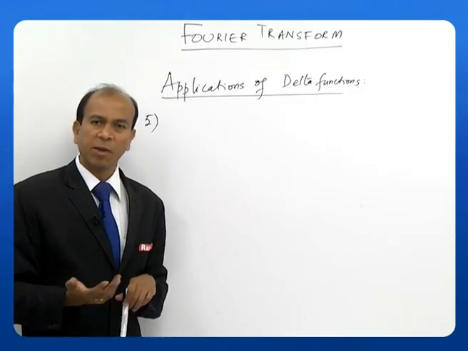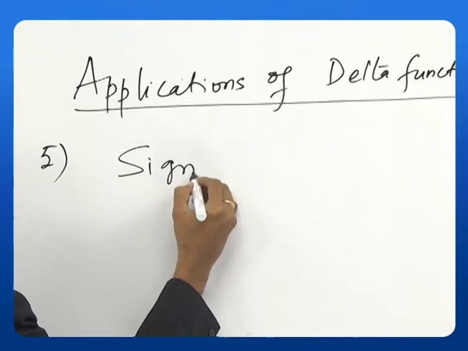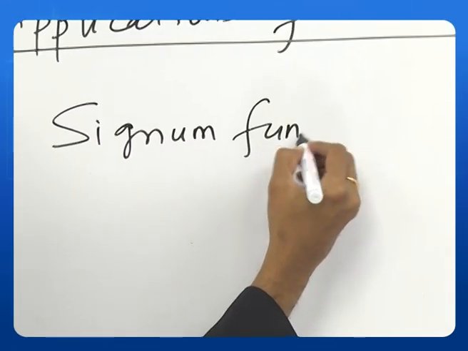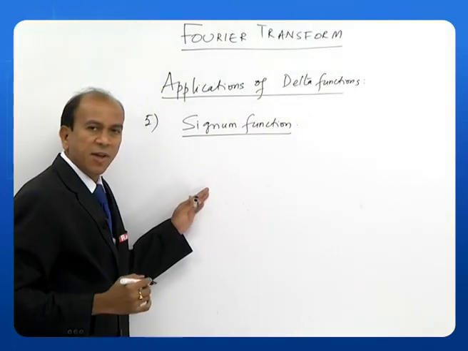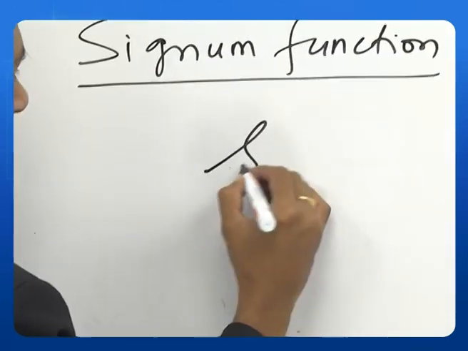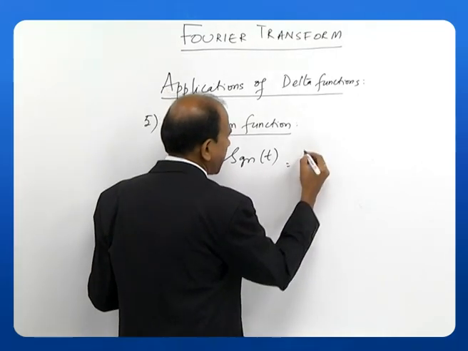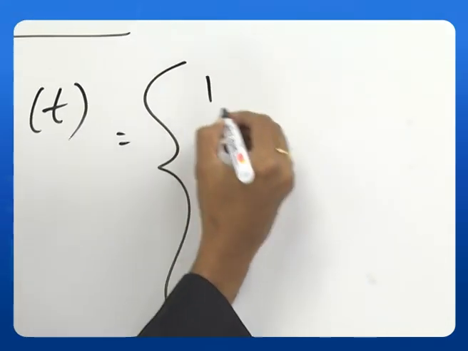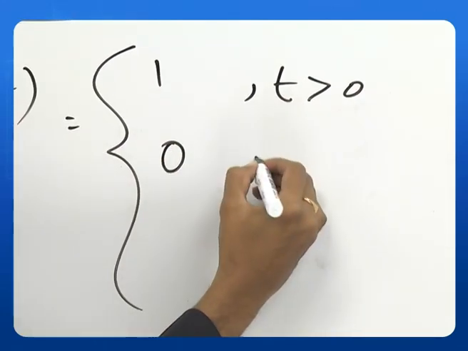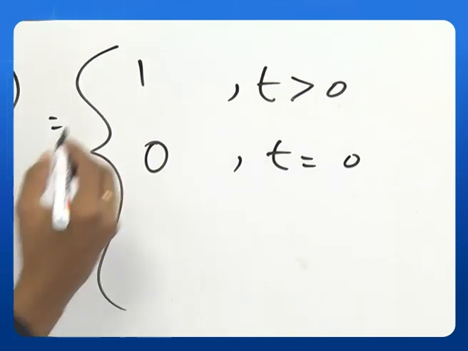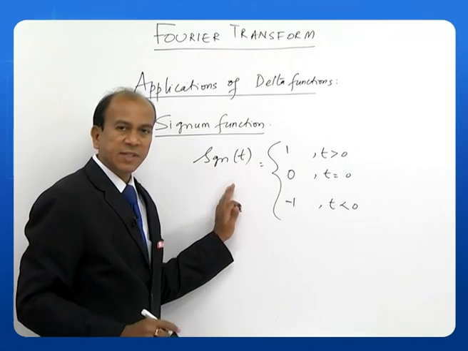Let us see the fifth application, that is the signum function. Okay. What is the signum function? We are using the letters SGN, okay, of t. This is the signum function. This will have 3 values. It will be 1 when t is greater than 0, 0 when t is equal to 0, and minus 1 when t is less than 0. Now, this is the signum function.